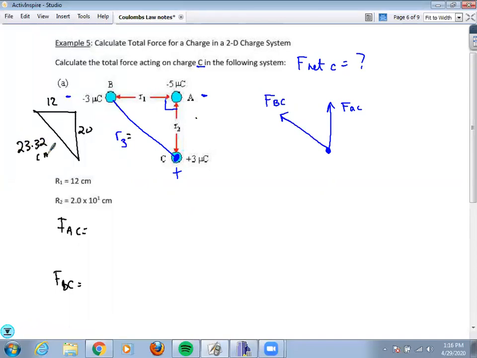23.32. And this is centimeters, so we have to divide to get the meters. So 0.12 meters, 0.20 meters, and 0.23 meters. We'll keep it all to two decimal places.